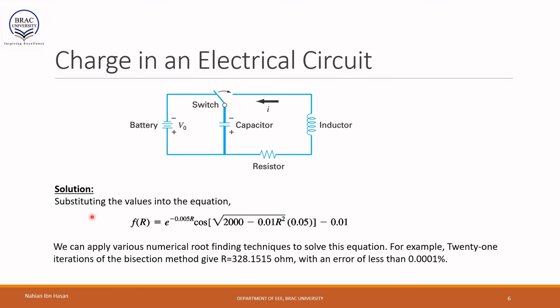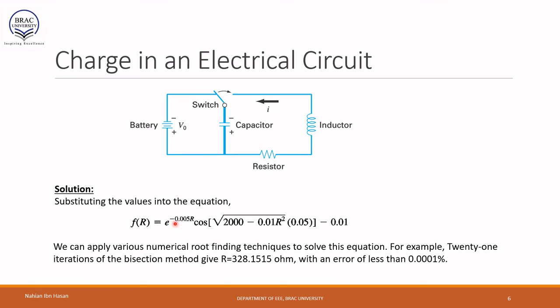If we substitute all of the values that we are given in the question, then we will get this equation: e to the power of something exponential, and the cos function, minus 0.01, which is the charge dissipation rate that is given in the problem, 1%. So this is the whole equation. Look at this. After substituting all of the values and clearing up, we can see that there is only one unknown parameter, which is the resistance R.